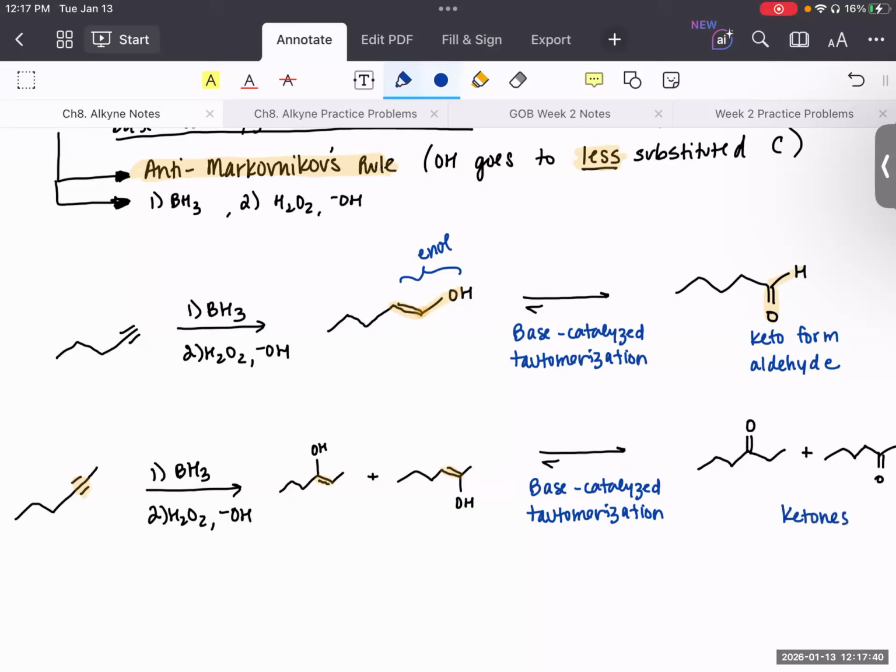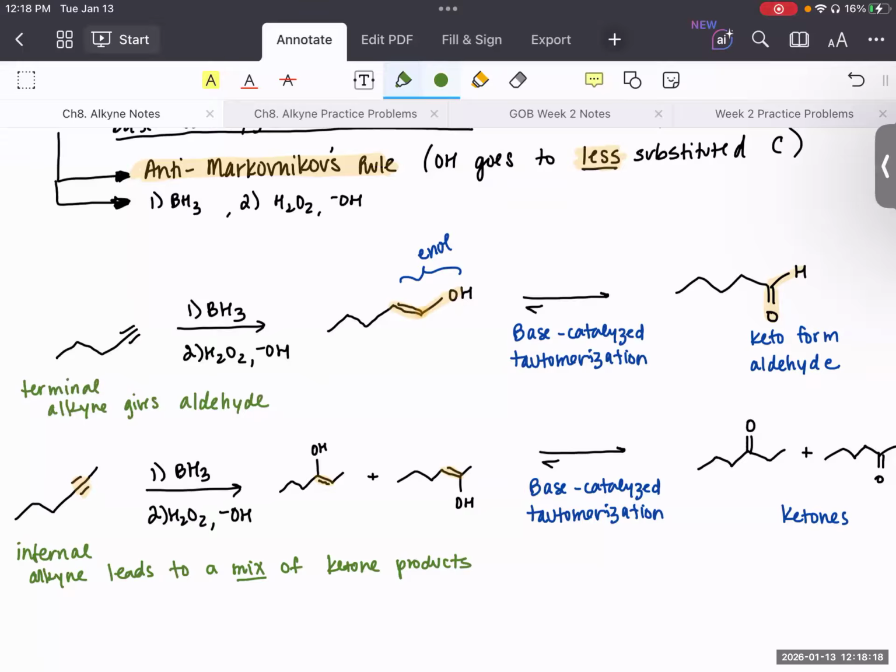And so in comparison to a terminal alkyne where we got an aldehyde, here we get ketones, and we get a mixture of products. And so as a review, an internal alkyne leads to a mix of products, and both of them will be ketone products, while a terminal alkyne leads to an aldehyde, and we only get that one aldehyde product. We don't get the other product because we follow anti-Markovnikov's rule for the first step.